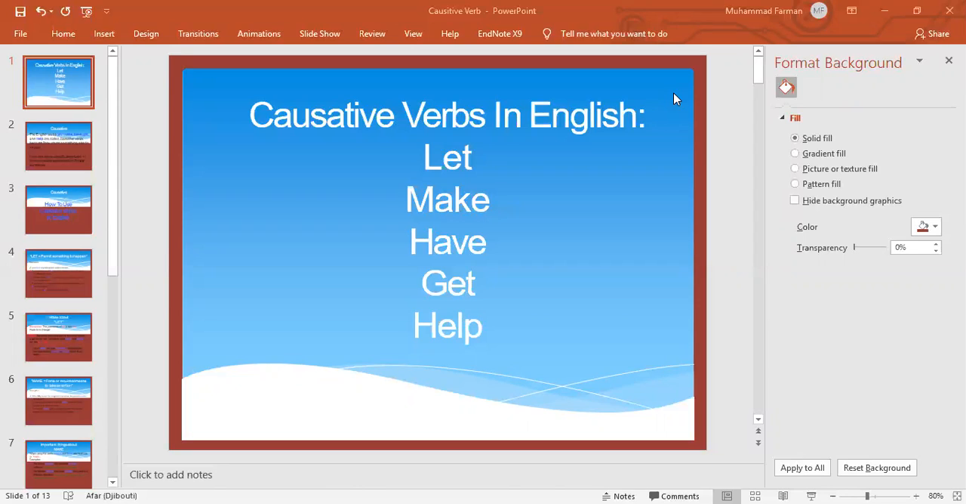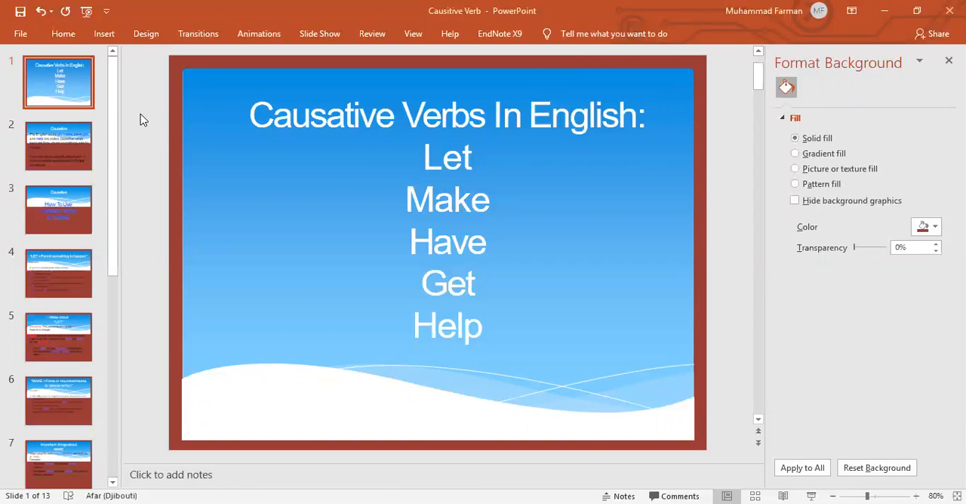Now, today in today's lecture, we will discuss some of the causative verbs in English. What is a causative verb? First of all, we define the things that cause someone or something to happen. And after that, we will learn the most common causative verbs that are being used in our day-to-day language.